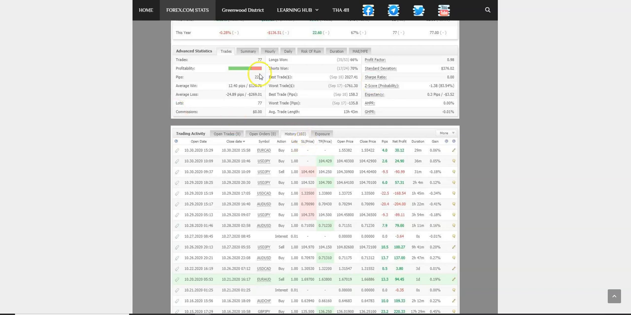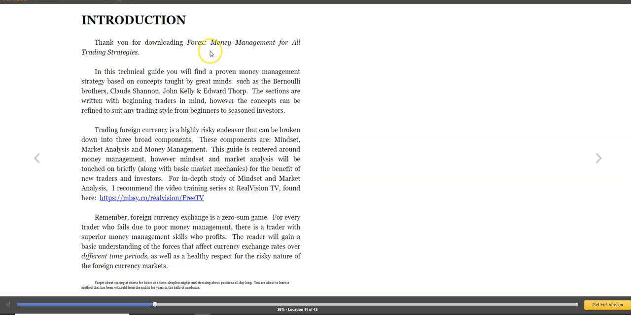So that's what we're working on. One of the books we have for this week's spotlight is this book that I just got, called Forex Money Management for All Trading Strategies. I highly recommend you guys get this book and read it, because it's going to give you lots and lots of good information. Definitely want to do that.